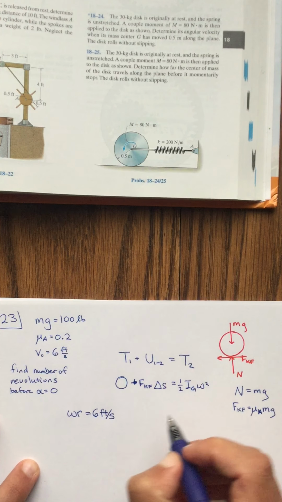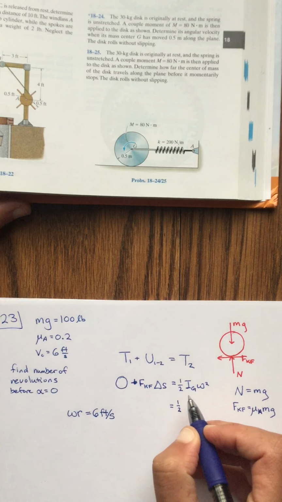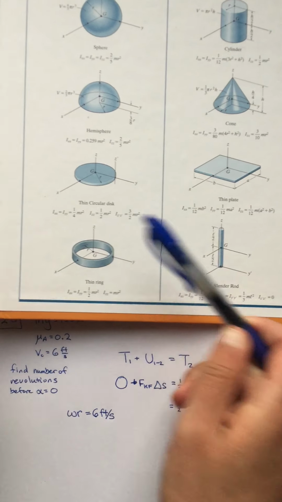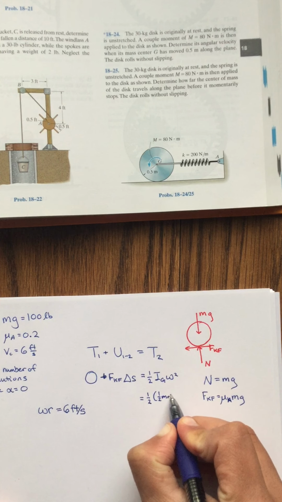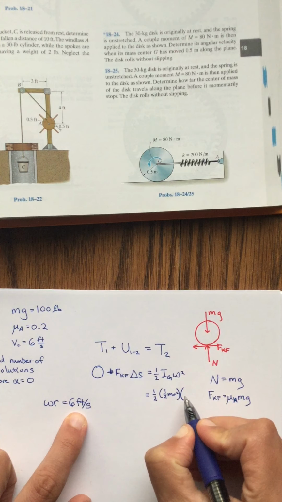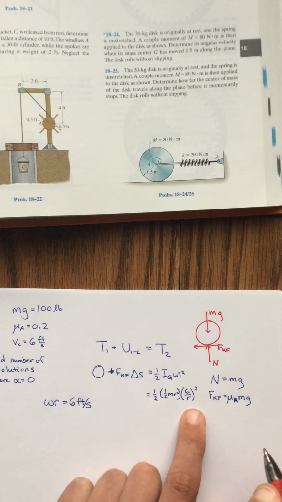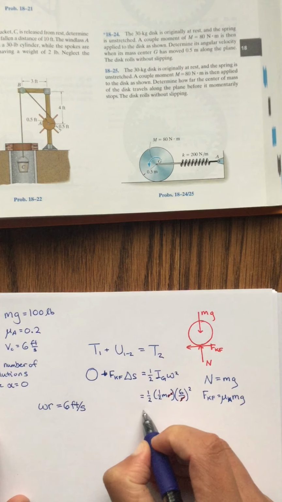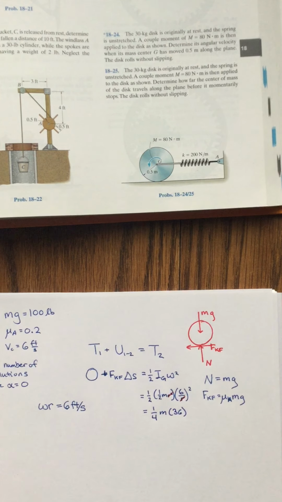So we can take our equation here, and for the moment of inertia for the disc, you can look it up in the back of the book, 1/2 m r squared. So this is 1/2 the mass times the radius squared. Angular velocity from what we have here, that's the 6 feet per second squared divided by r. And then this r in the denominator is squared, this r is also squared, so those cancel each other out, and this is 1/4 the mass times 6 squared, that's 36.